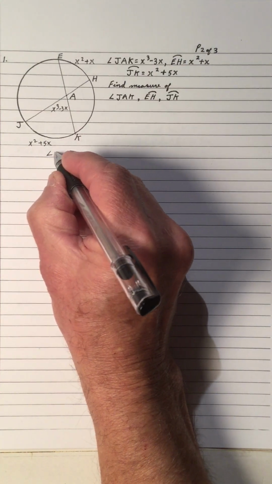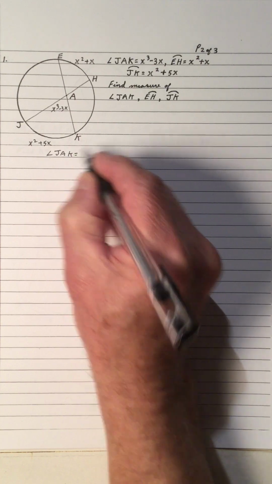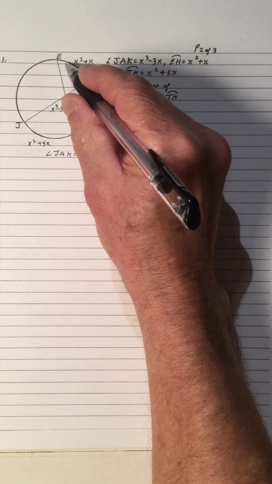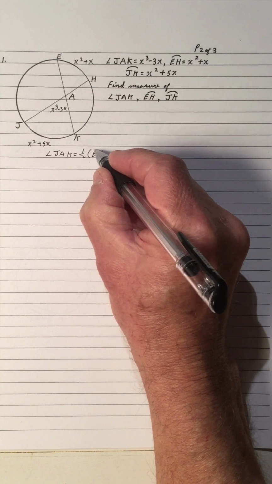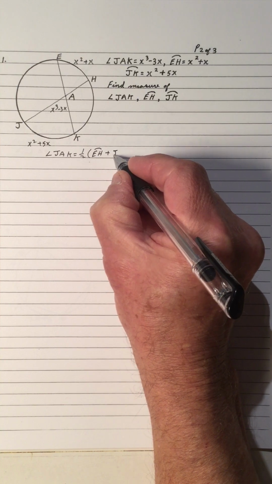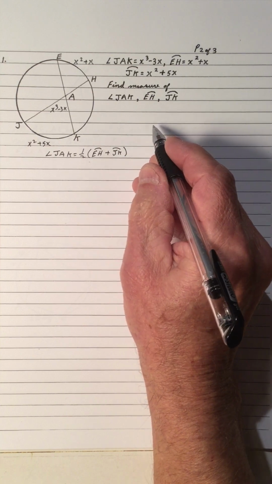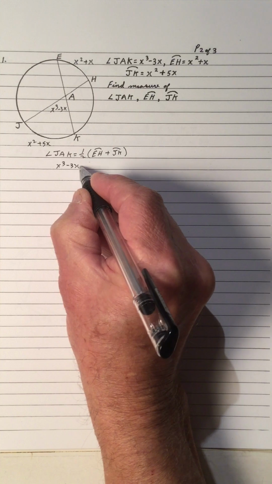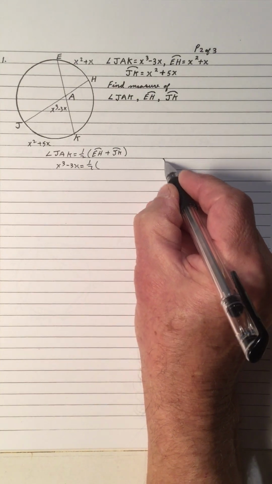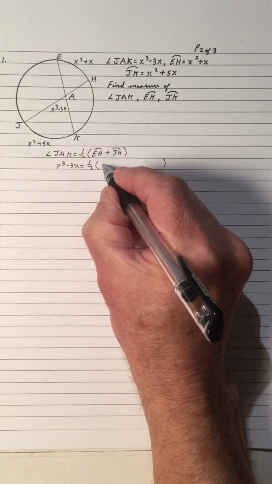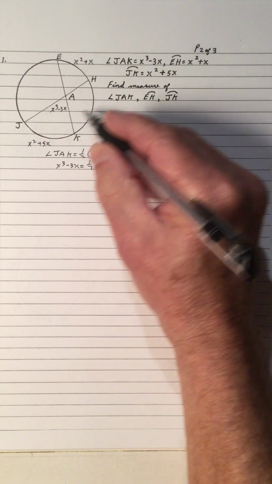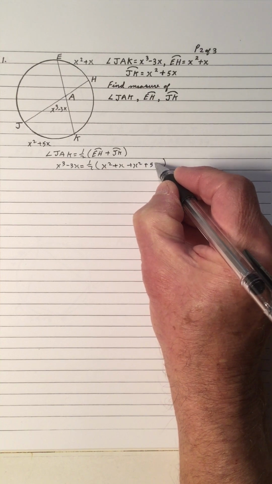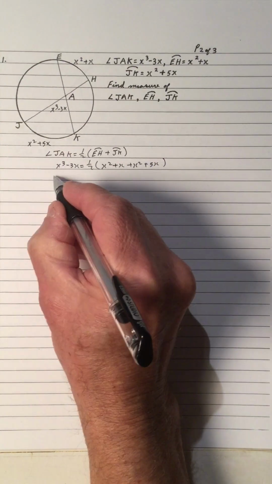So what happens is that the angle JAK is equal to a half of the arc EH plus the arc JK. So the angle JAK is x cubed minus 3x, half of, and EH is x squared plus x, JK is x squared plus 5x. So we simplify the inside of this bracket by PEMDAS.